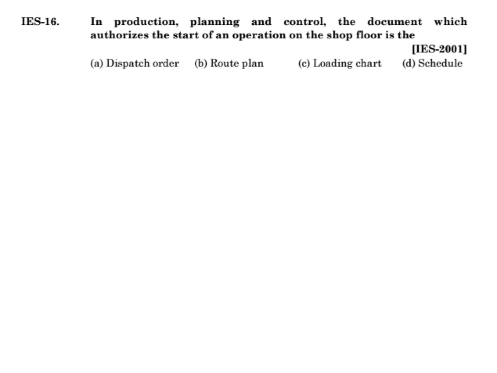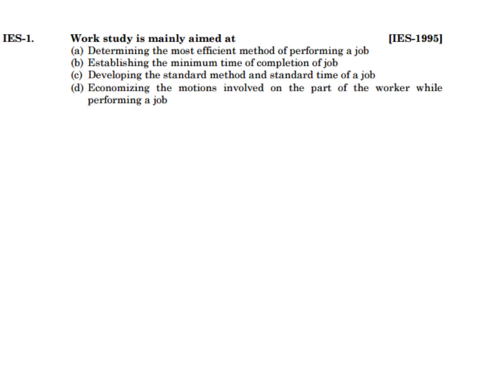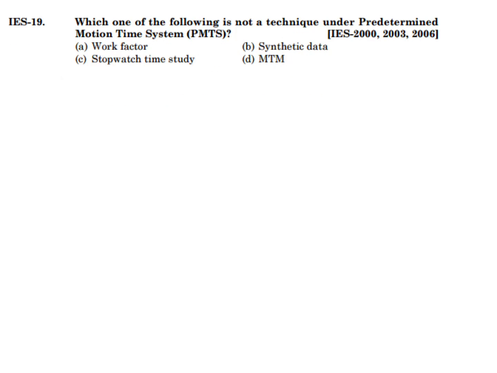Question is, work study is mainly aimed at: A. Determining the most efficient method of performing a job, no. B. Establishing the minimum time of completion of job, no. C. Developing the standard method and standard time of job. C is the answer.